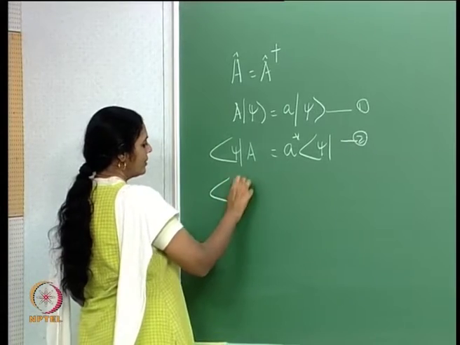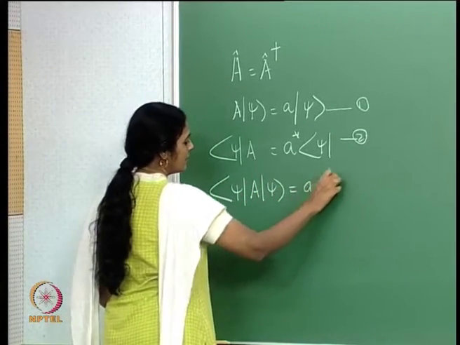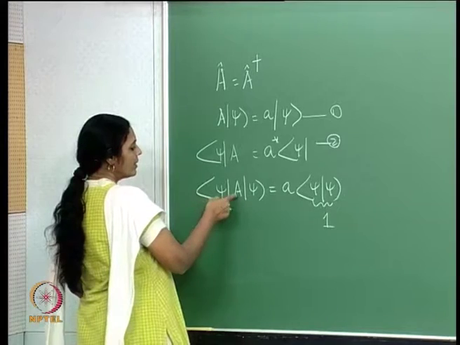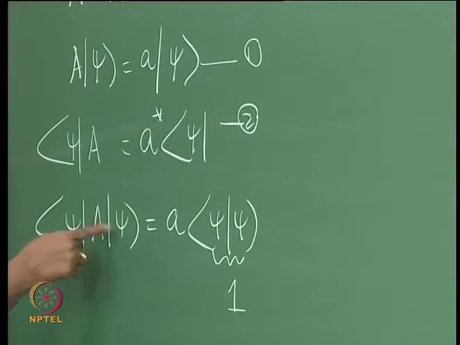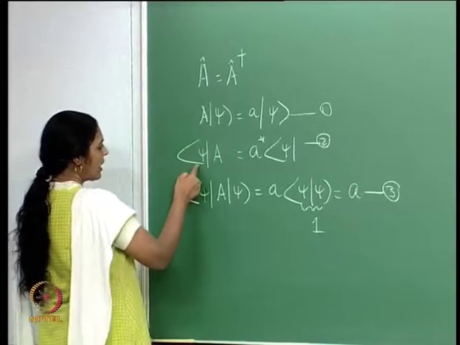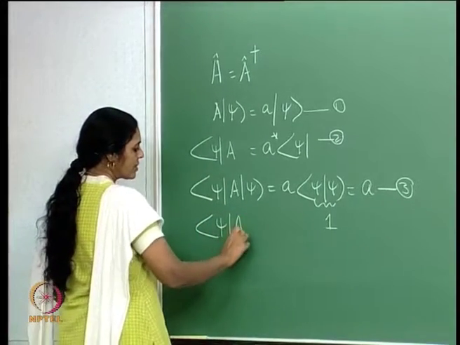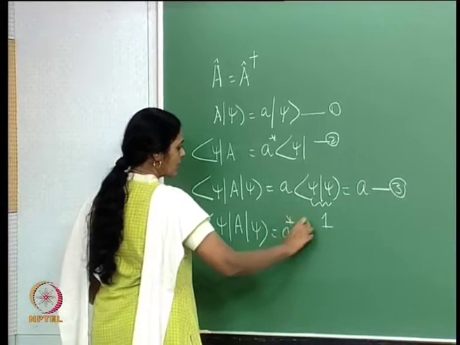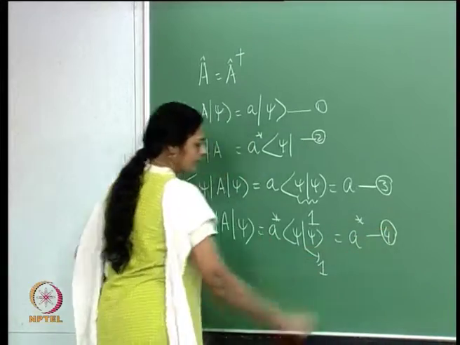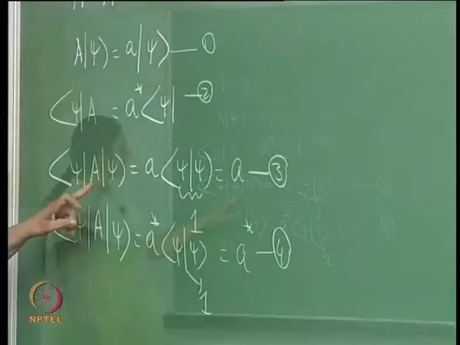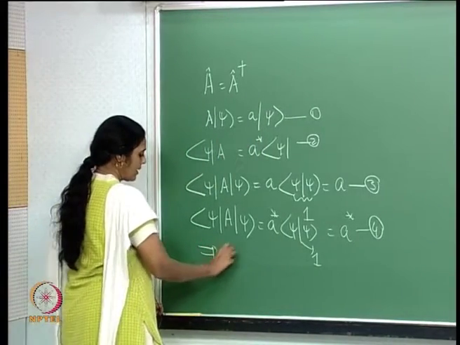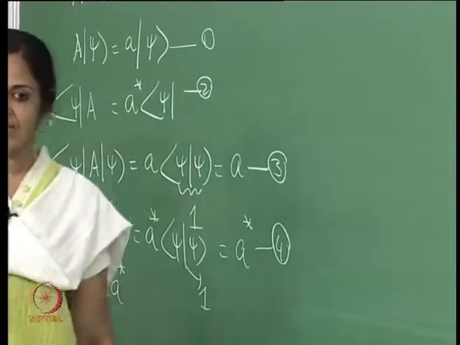Start with equation 1 and do this. Let us imagine that psi is normalized to 1. Then the expectation value of A in the state psi is simply a. But I could have started with equation 2 and I could have done this. That is the same as a star times psi psi, and this object is 1. From equations 3 and 4, it is clear that psi A psi is equal to a and also equal to a star, which implies that a is equal to a star. So, eigenvalues of Hermitian matrices are real.